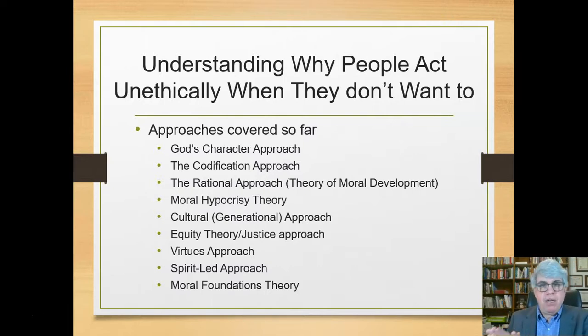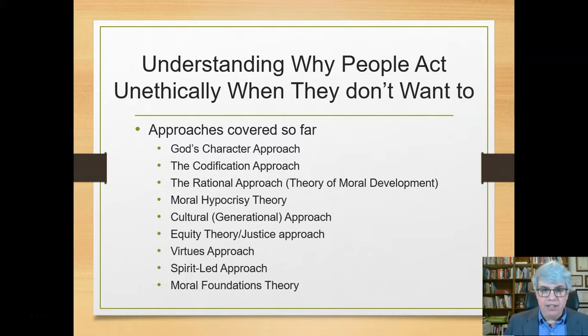And what we've been doing is we've been covering different approaches and different theories that enable us to see why things can go wrong even when we don't want to do something wrong. So some of the approaches that we've covered so far are the God's character approach. That was the distinctively Christian approach where we looked at God's character, his holiness, his justice, and his love to see how things that didn't conform to his character can be considered unethical. And when we don't conform to God's character in our behavior, we tend to act unethical.